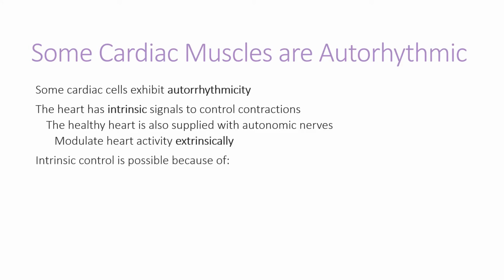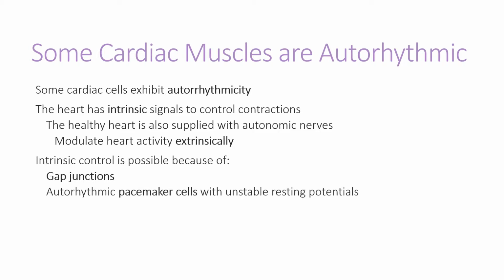The intrinsic controls for the heart are made possible because of the gap junctions that we mentioned previously that allow electrical currents to pass directly from one cardiac muscle cell to the next, and these autorhythmic cells are called pacemaker cells, which have their own unstable resting potentials.